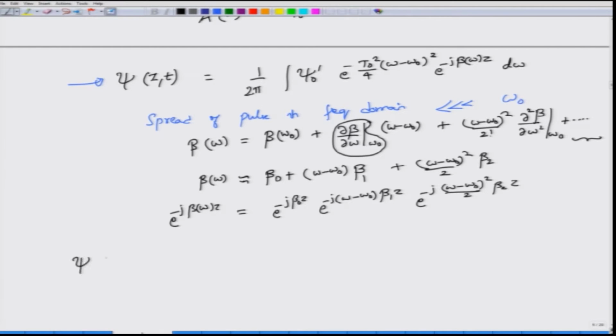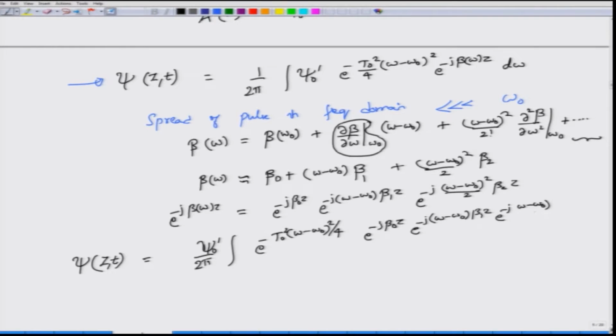So, I get psi of z t, the pulse envelope at the input, is given by 1 by 2 pi some constant psi 0 prime, right. So, I am taking that one out of the integral, and what I am left here is e power minus t 0 square omega minus omega 0 square by 4 e to the power minus j beta 0 z e power minus j omega minus omega 0 into beta 1 z e power minus j omega minus omega 0 square by 2 beta 2 z.